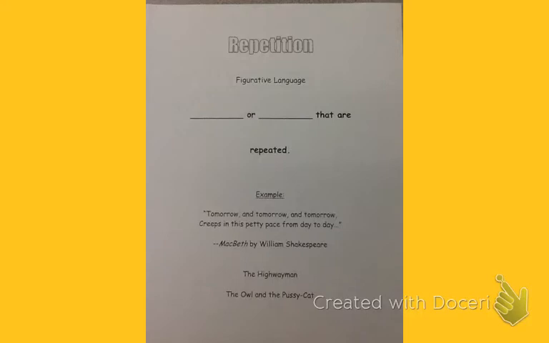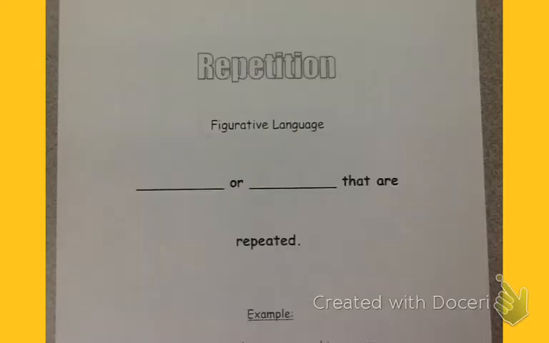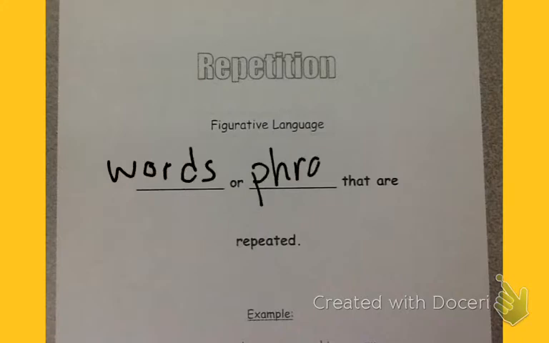Repetition. Repetition is very, very easy. This should not be a figurative language that you get incorrect. Repetition is when words or phrases are repeated. Very easy. You repeat something.